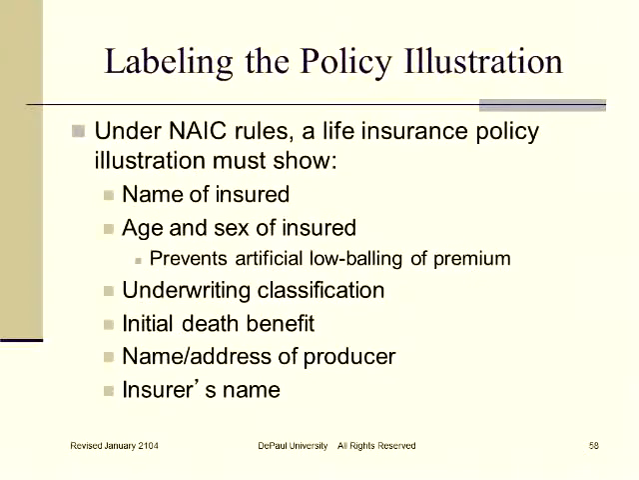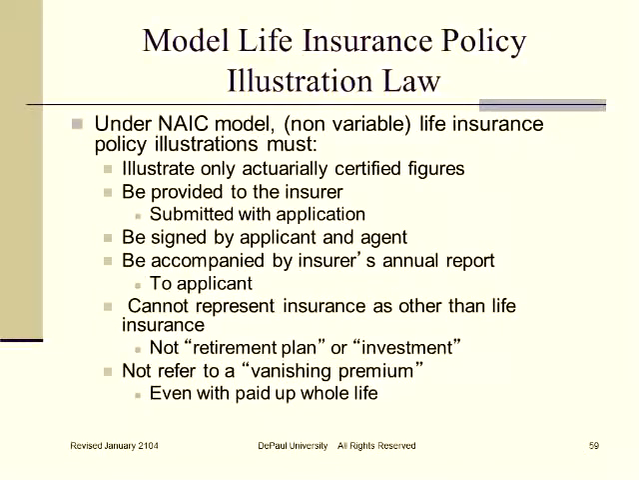On the labeling of the illustration, this is information that has to be shown: the age, the sex, the name of the insured, the name of the owner, the initial death benefit, who is the producer, and again, the insured, the owner, and the producer all have to sign it, and also have to sign any changes in order for the policy to be fully enforced.